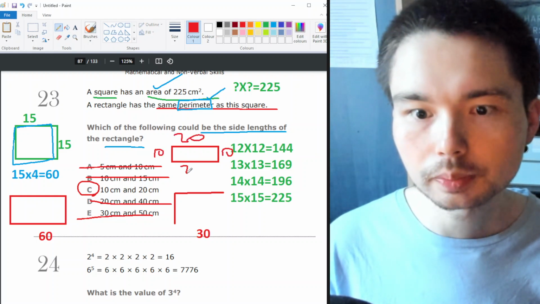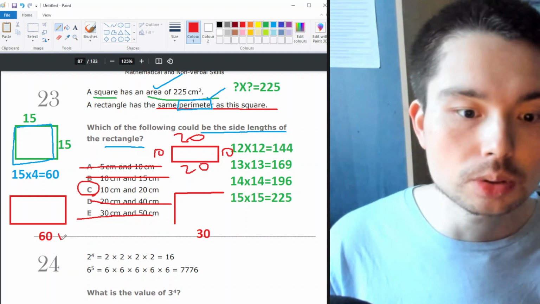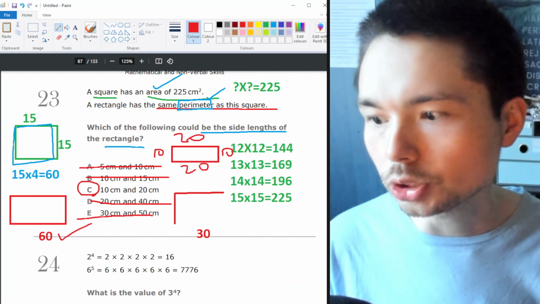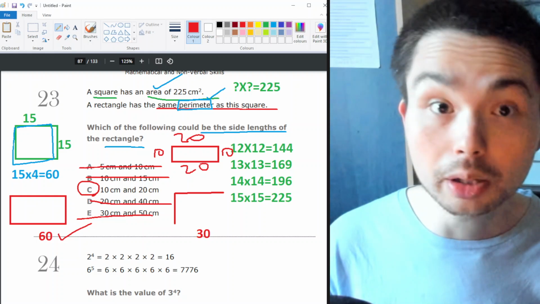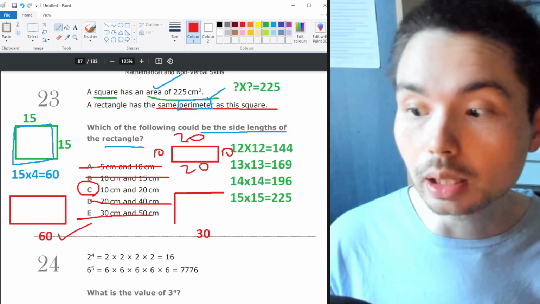20, 20. And if you add them all up, it is equal to 60. Good stuff. Next question. Two more, guys. That is it. Very well done. I'm impressed if you got all the way up to this point.